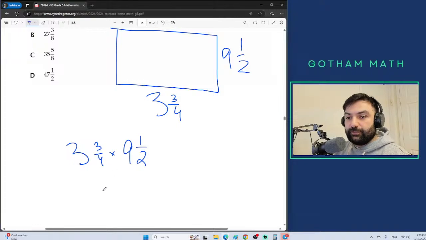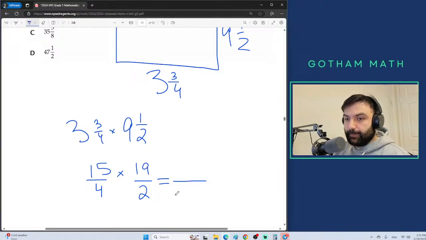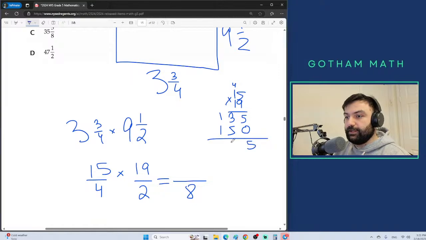We're going to have to convert into improper fractions. So 3 3/4 will convert into 12 plus 3, which is 15/4, times 9 1/2. 9 times 2 is 18, plus 1, 19/2. And now we're going to multiply top times top, bottom times bottom. It's going to be 8, and on the side, we do 15 times 19. 9 times 5 is 45, carry the 4. 9 times 1 is 9, plus 4, 13, then 0, then 5, then 1 times 5 is 5, 1 times 1 is 1, 2, 8, 5. 285.